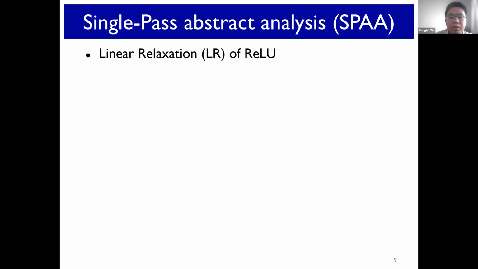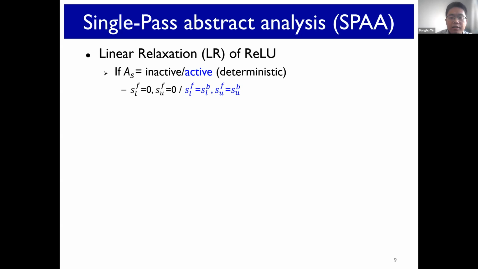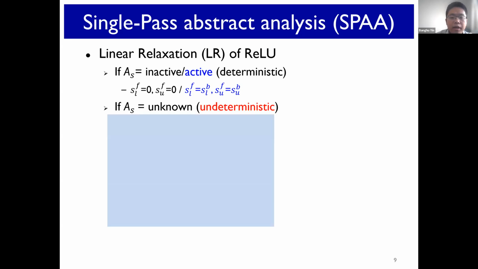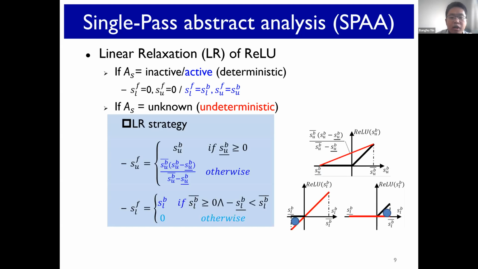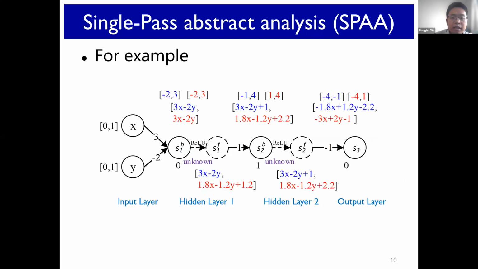In SPAA, we introduce a new linear relaxation on ReLU. It is easy to compute SF if the activation state of S is deterministic. If S is undeterministic, we propose the following linear relaxation strategy, which achieves the smallest precision loss. For our motivating example, for neuron S1, we firstly compute its symbolic and value bounds like this, then compute its activation state, which is unknown, since the value range includes 0. Finally, we can compute its symbolic bound after performing the linear relaxation. Similarly, we can compute the states of S2 and S3.